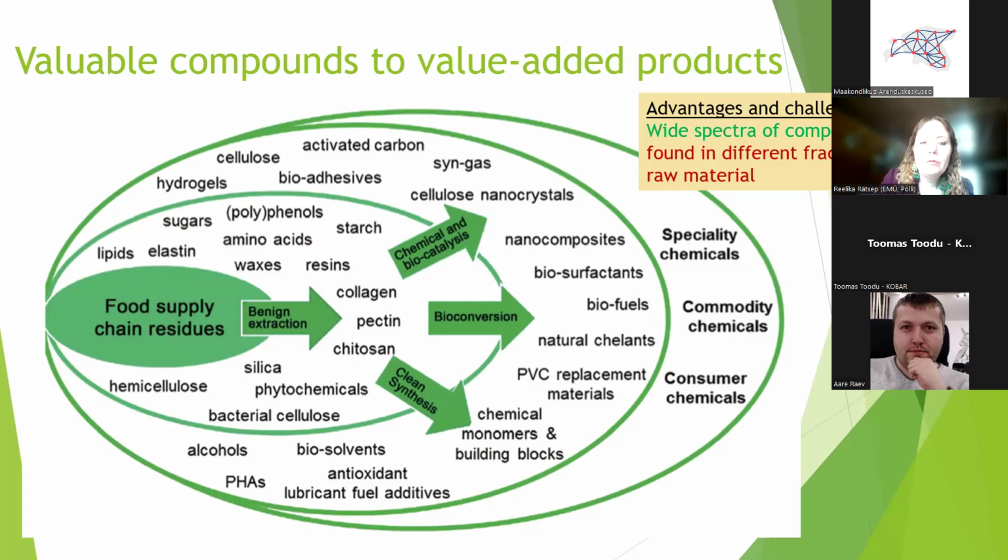So we can extract pectin for the food industry. We can extract starch, different waxes, sugars, hemicellulose, whatever can be extracted from different types of wastes and byproducts. And we can make from these different kinds of materials, chemicals, and other stuff.